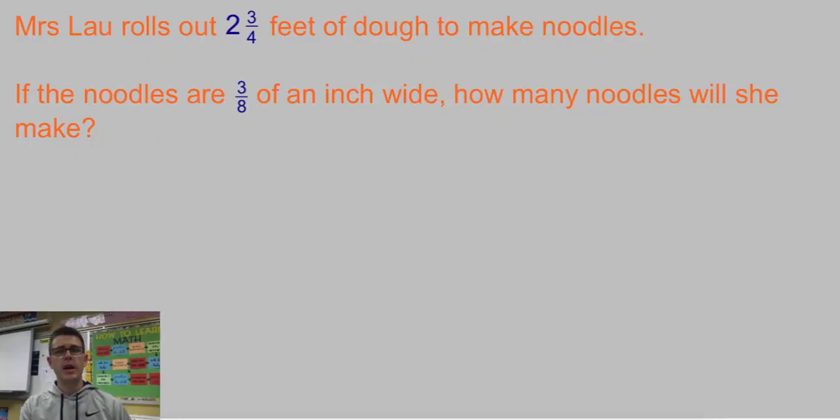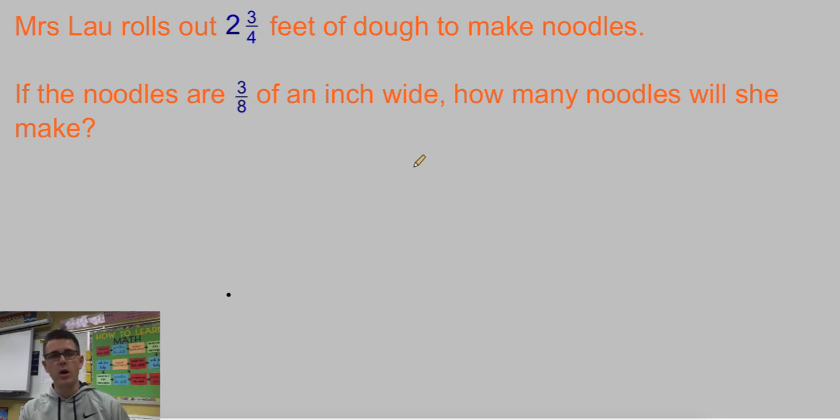Last little piece, again, a word problem. Can we figure out what's going on, how to set it up? Here's the biggest key for you. In a division problem, the order matters. You've got to put the right numbers in the right spots. So in this one it says Mrs. Lau rolls out 2 3/4 feet of dough to make noodles. If the noodles are 3/8 of an inch wide, how many noodles will she make?